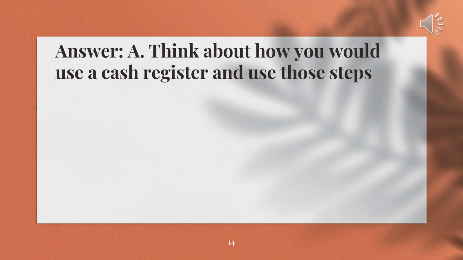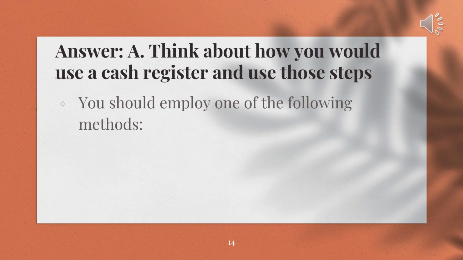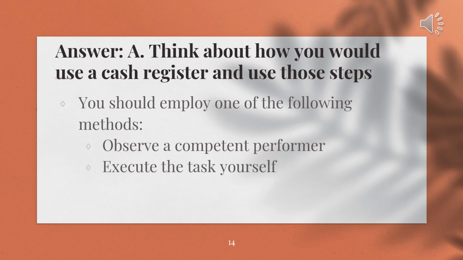The answer to the previous question was A. Think about how you would use a cash register and use those steps. Instead, you should employ one of the following methods. Observe a competent performer. So in this example, you would watch a cashier perform the task. The other option is to execute the task yourself. So in this example, you would work the cash register yourself.